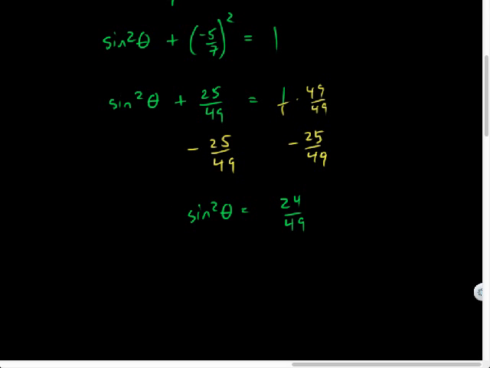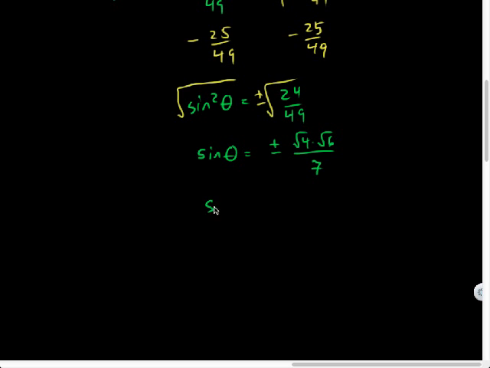Bless you. Ditto. So let's see, now what do I do to get sine theta? Root both sides, plus or minus. I'll never forget it. Never gonna forget. Let's see, sine theta is equal to plus or minus the square root of 24. I can reduce that to the square root of 4 times the square root of 6. The square root of 49 is 7. So sine of theta is equal to plus or minus 2 square roots of 6 over 7.